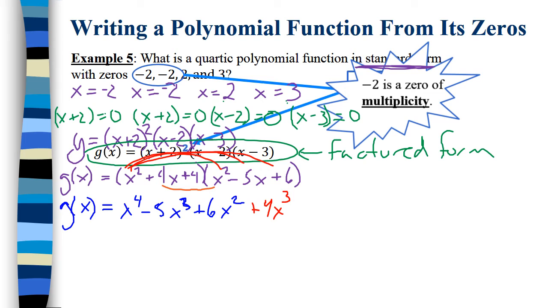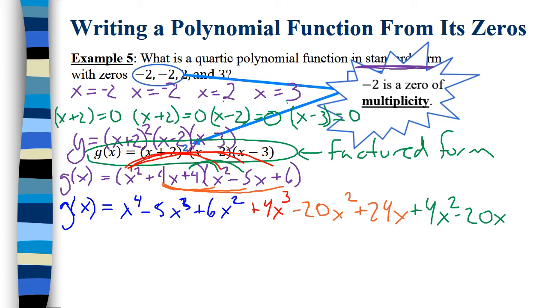And then we have 4x times negative 5x, which is minus 20x squared. And then we have 4x times 6, which is 24x. And then next we have 4 times x squared, so plus 4x squared. And then 4 times negative 5x is negative 20x. And then 4 times 6 is plus 24.